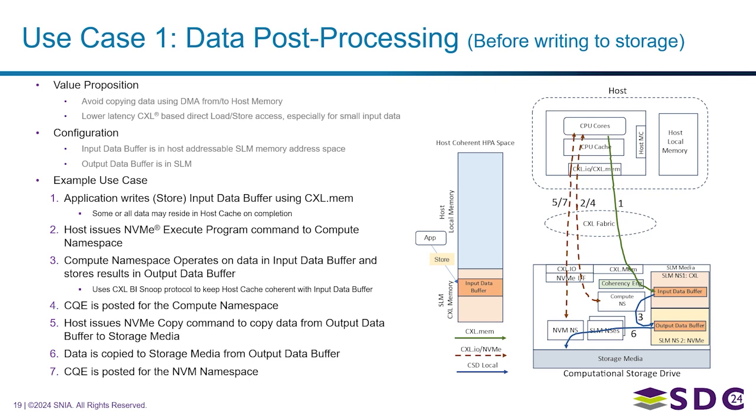Let me see if I can turn on the laser pointer here, because that might make it easier. All right, so up here at the top we have the host. That's our host system, our host CPU. It's got CPU cores, a CPU cache, and of course our CXL.io and CXL.mem interfaces. In the middle, we've got this oval labeled CXL fabric. This is our interconnect fabric, where we connect everything together. And underneath that, down at the bottom, we have what we've labeled a computational storage drive.